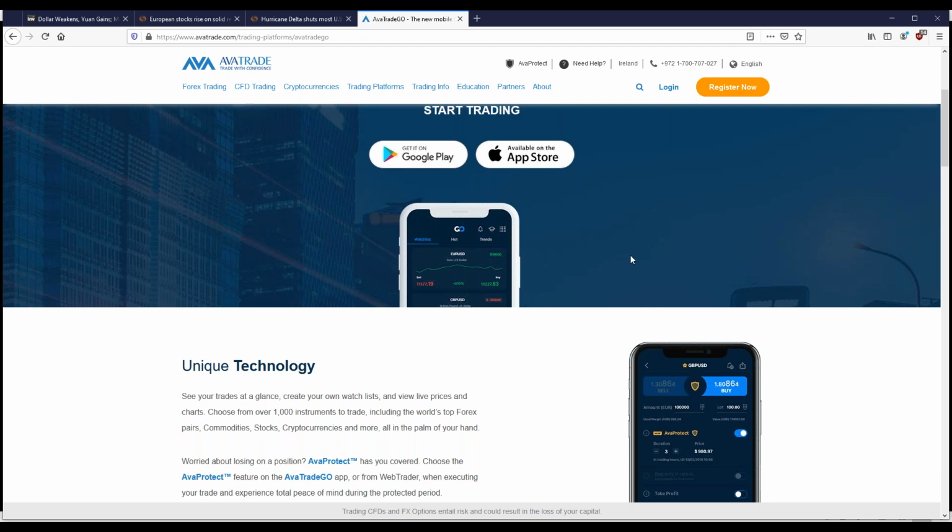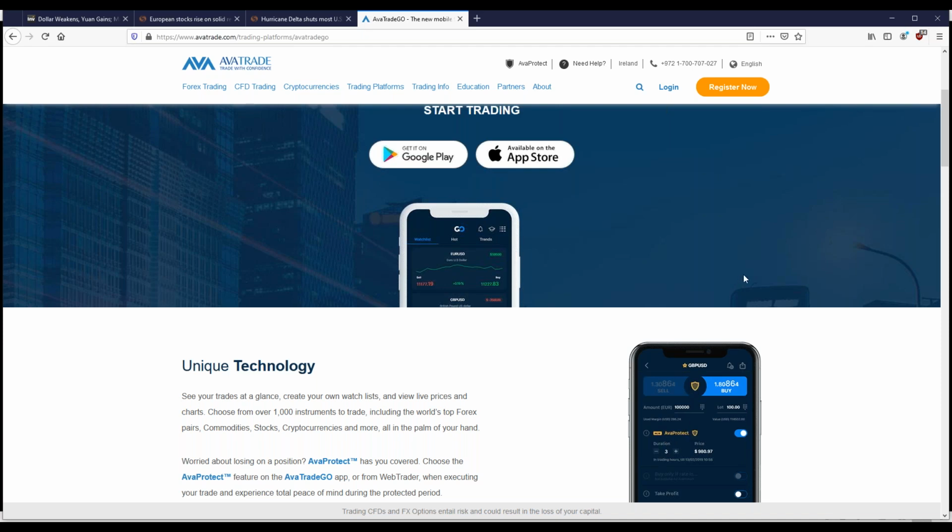You also can trade on those same accounts using the AvaGo mobile app and the Web Trader platform. And these platforms, or platform and app, allow you to use AvaProtect. You see this shield, you know it's available on the trade.